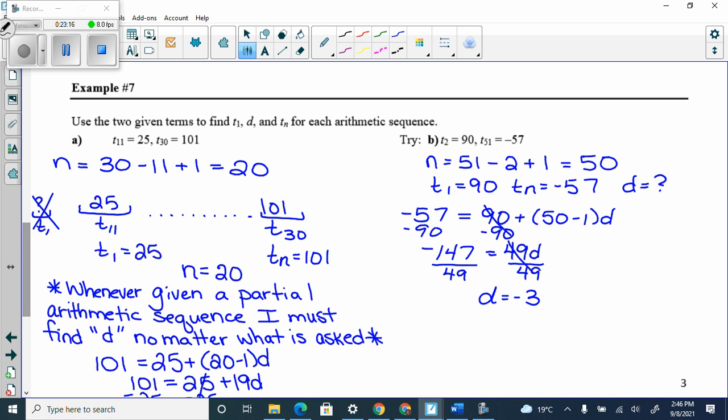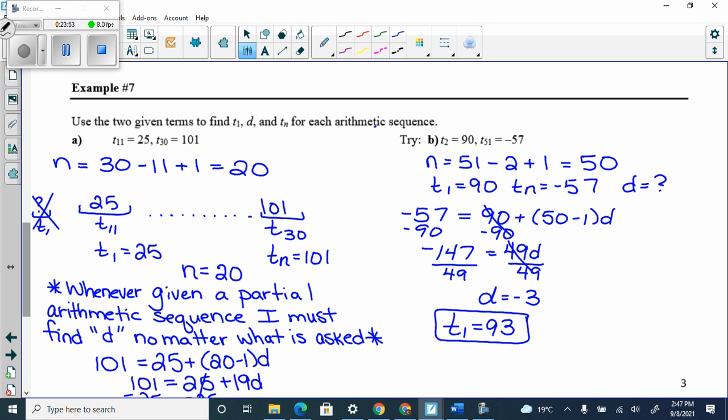Now, do I actually have to do term 1 the way I did it last time? I'm at term 2. So I can add negative 3 to get to term 3, add negative 3, add negative 3. Or I could just subtract negative 3 from 90. When you subtract a negative 3, what happens? It indirectly adds it. So what's 90 plus 3? 93. Could you go through and use the formula and still get 93? Absolutely. But your n would be 51. Okay?